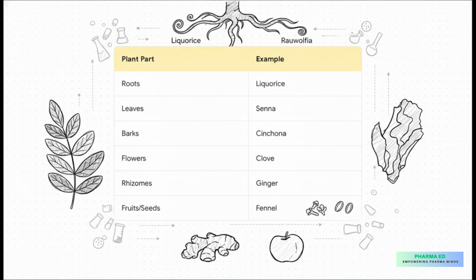So for roots, think licorice and Rauwolfia. For leaves, the classic example is senna. For barks, cinchona is a must remember. And for flowers, clove is just perfect. Try to remember at least 2 examples for each category, and you'll be golden.